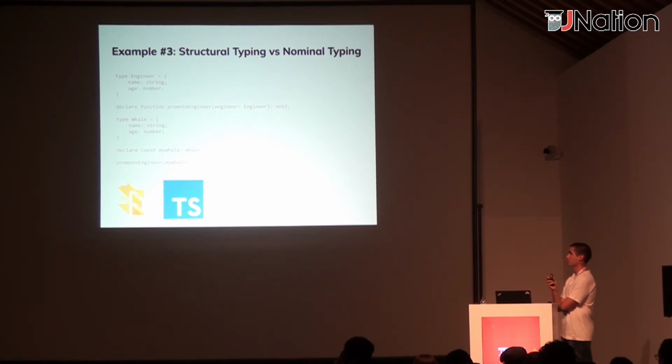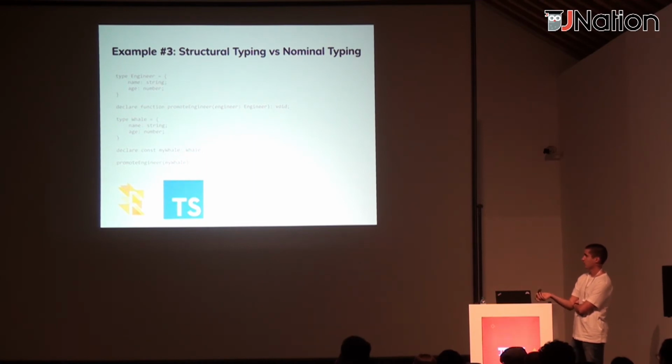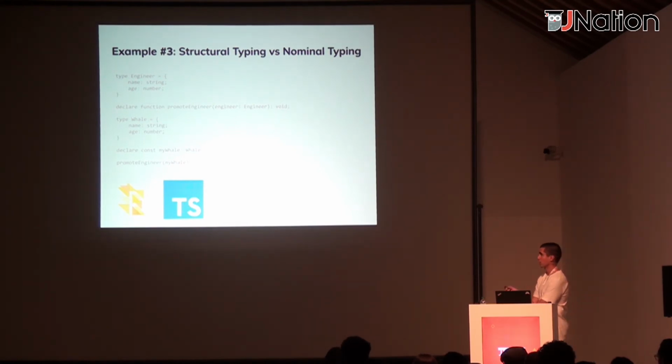Now I have another example. We have a type Engineer: name, string, age, number, and we have a function called promoteEngineer that takes in an engineer and doesn't return anything. And then we have a type Whale with the same structure, name, string, age, number, and we declare a variable of type Whale called myWhale, and then we pass the whale to a function that expects an engineer.